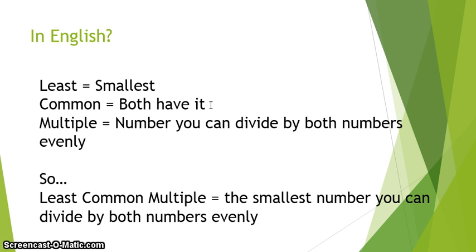So here we go. Let's figure out what it actually means in English. Least common multiple. Least means smallest. Common means both have it. And multiple is the number you can divide by both numbers evenly. So don't confuse it with a factor, which is a number that both numbers can be divided by. If you got confused on that, rewind it and read it with me again. So the least common multiple is the smallest number that you can divide by both numbers that I give you evenly.